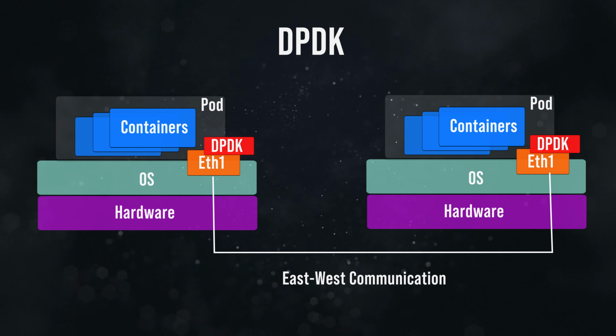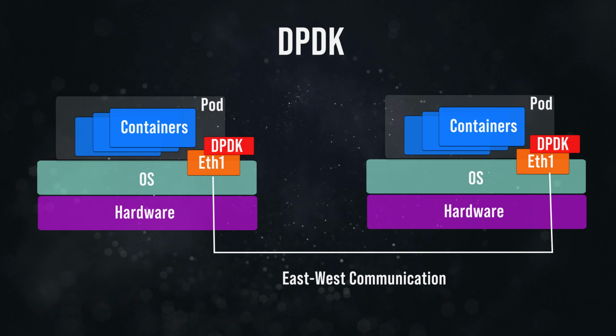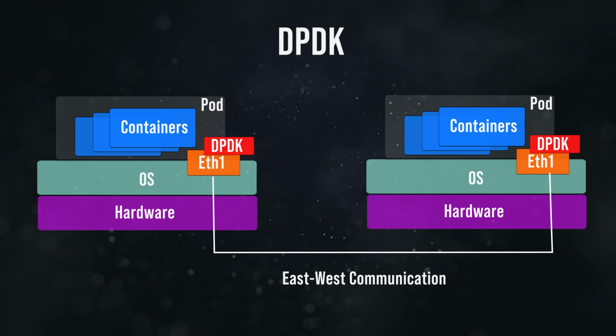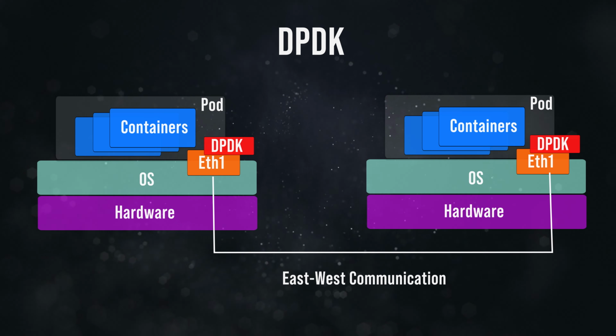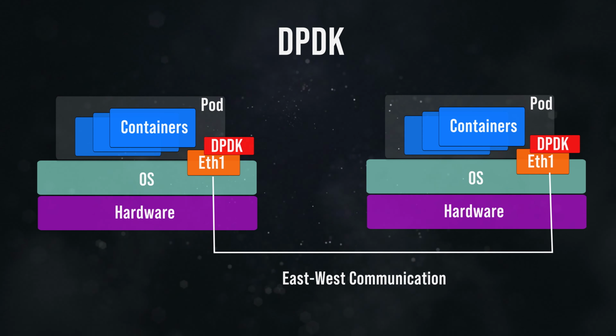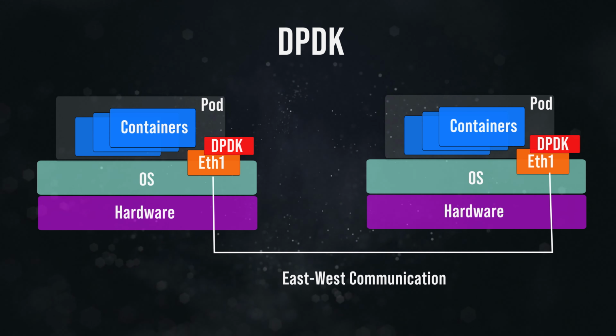DPDK is the abbreviation of Data Plane Development Kit. DPDK consists of libraries to accelerate packet processing workloads running on a wide variety of CPU architectures. DPDK can be deployed on user space CNI and virtual switches levels.